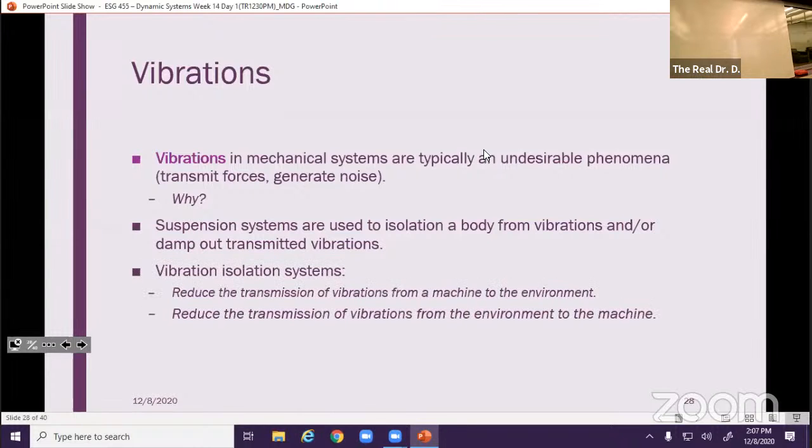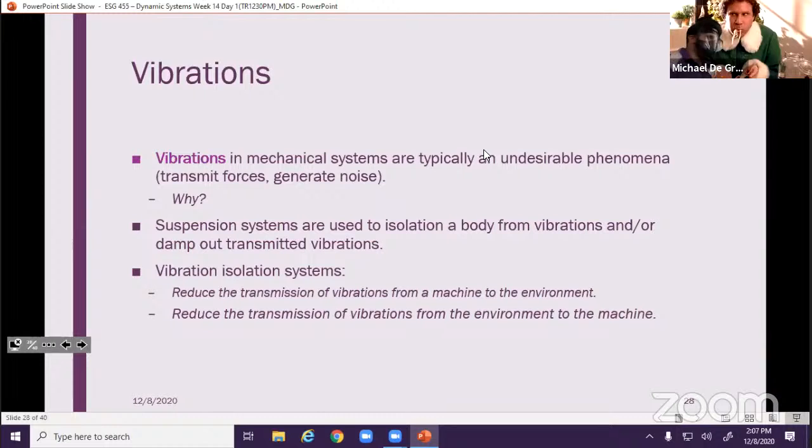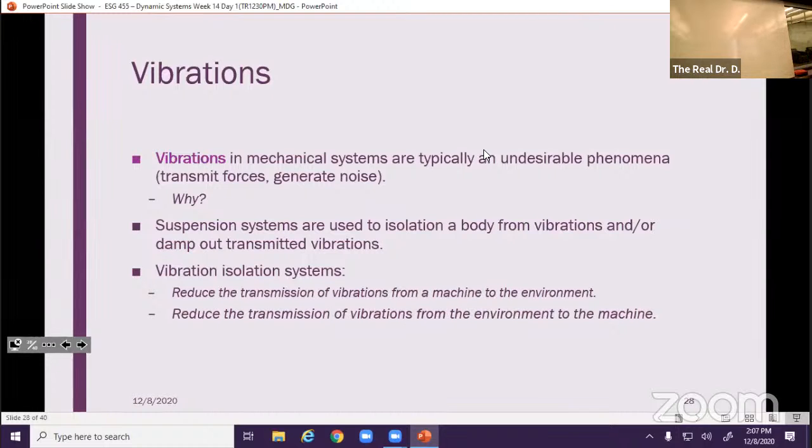These vibration isolation systems come in two flavors. The first is that they reduce the transmission of vibrations from a machine to the environment. So something that is shaking wildly and we don't want it to affect the rest of the surrounding area. For example, machines in the machine shop tend to vibrate, but we don't want all of the machines at the machine shop to vibrate. So we isolate that through suspension mounts.